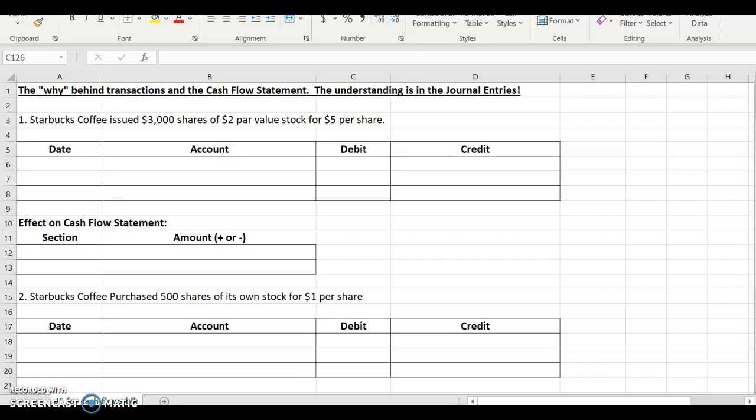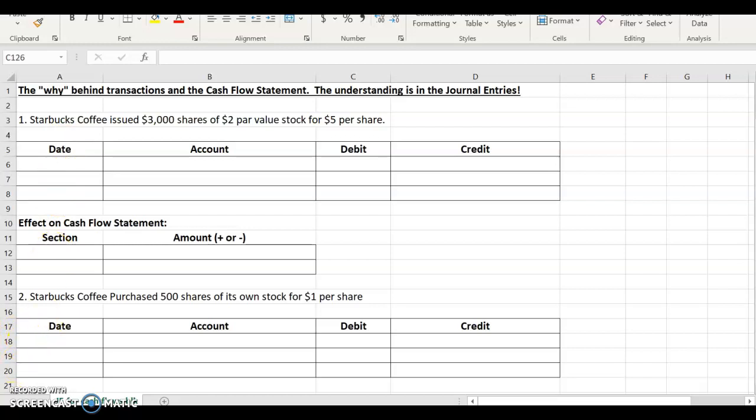In this activity, I'm going to explain how the journal entries are driving what goes onto the cash flow statement. So there are several ways to attack a cash flow statement, but this particular activity is going to review all the journal entries that we've learned so far and show how it affects the cash flow statement. It's a great exercise to think about and use this time to review what's happening at these companies. So let's look at the first one.